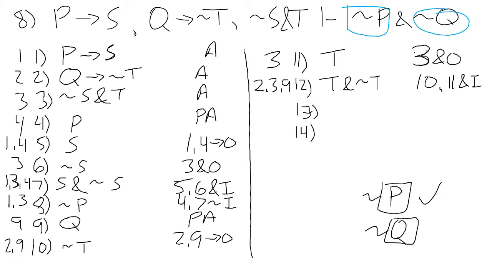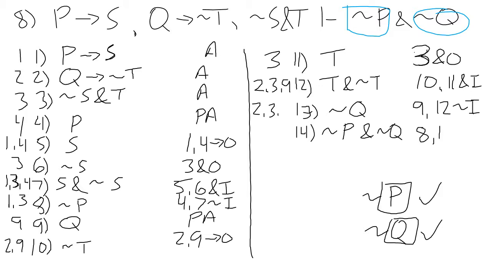Now I've got a contradiction, and it depends upon my PA, which was Q. So that's going to be 9, 12, tilde in. So 2, 3, and 9, but the 9 will drop out, so it's just going to be 2 and 3. And now I've got the not Q, so I just need to put them both together. I got not P and not Q. And so that's going to be from 8 and 13, ampersand in. And that's going to be 1, 2, and 3.